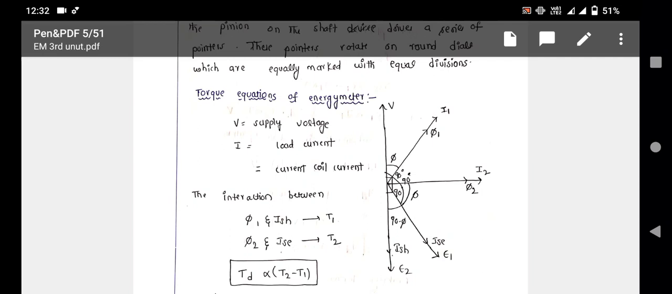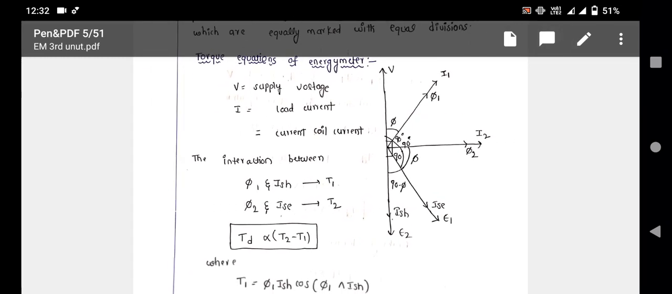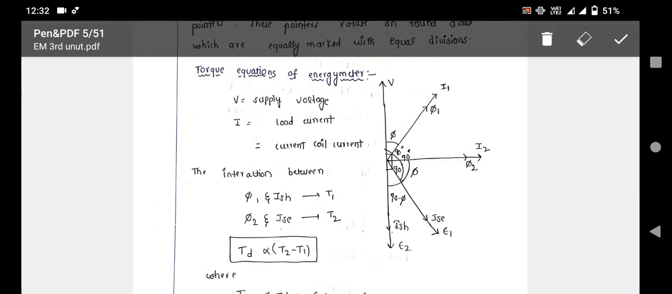Torque equations of energy meter. Phasor diagram of energy meter. Let's assume that the supply voltage is V and I1 is the current through the series magnet, that is the current coil. Phi 2 is the shunt flux. The angle between V and I1 is phi. Similarly, ISC, ISH.